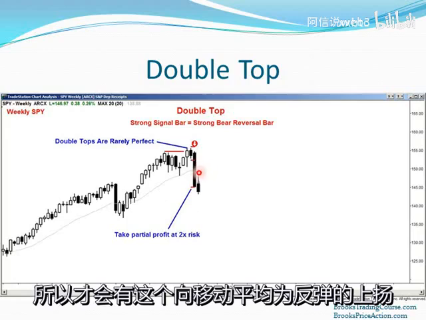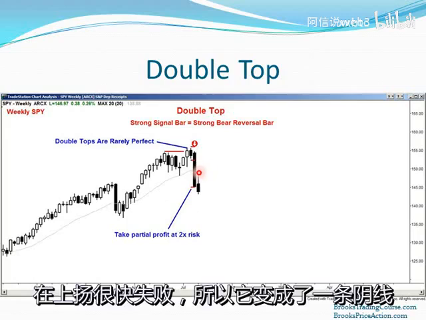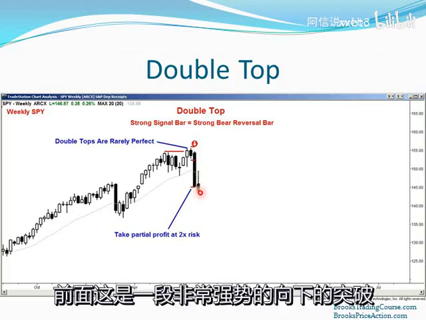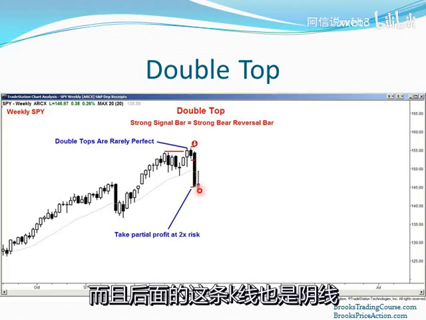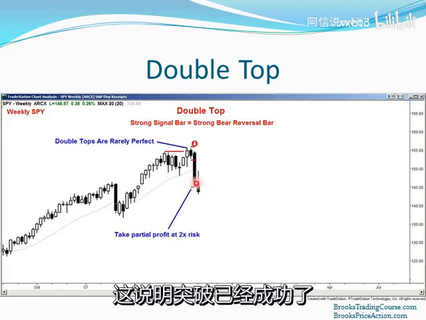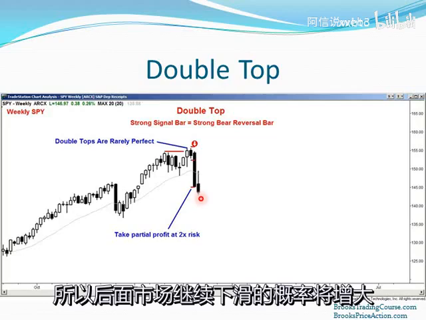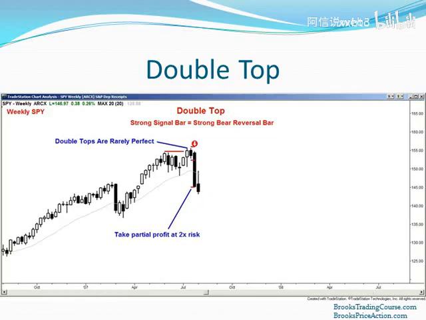That's what caused this rally up to the moving average, and the rally immediately failed and became a bear bar. So you have a strong bear breakout, and the next bar is a bear bar. That confirms the breakout, and it increases the chances that there'll be lower prices.